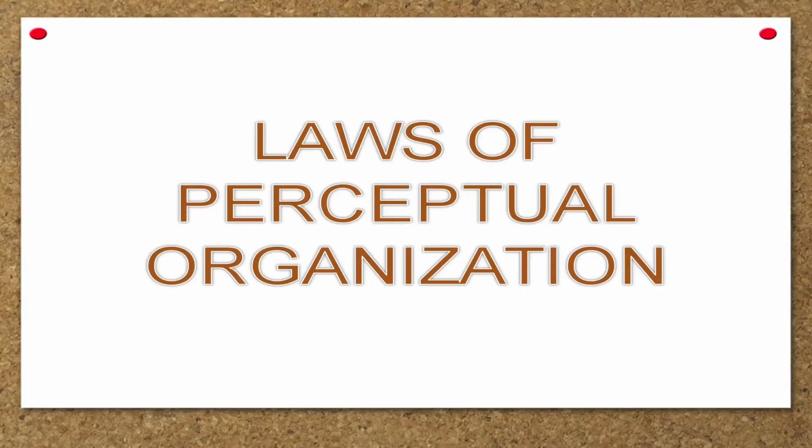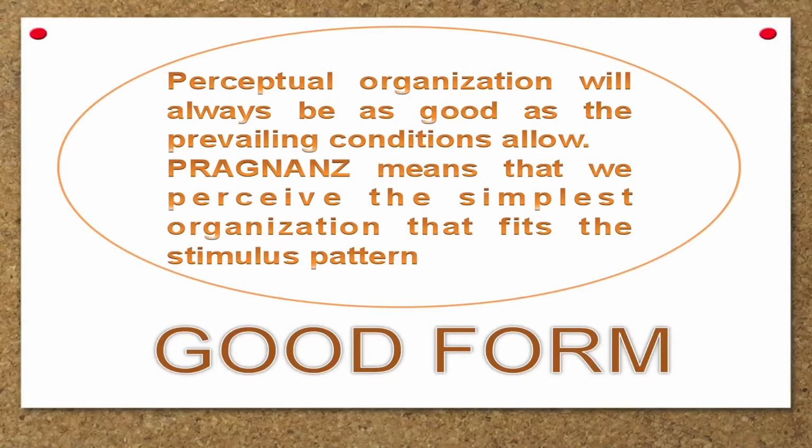So, they are of the opinion that there are some laws of perceptual organization. Let us discuss these laws one by one. Number 1 is good form, or the law of pragnanz. This law states that perceptual organization will always be as good as the prevailing conditions allow. The simplest organization requiring the least cognitive effort will always emerge.